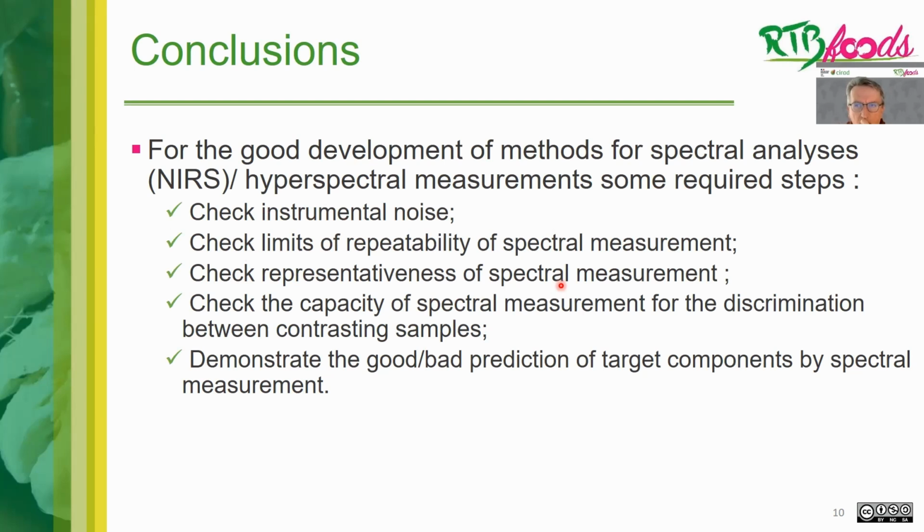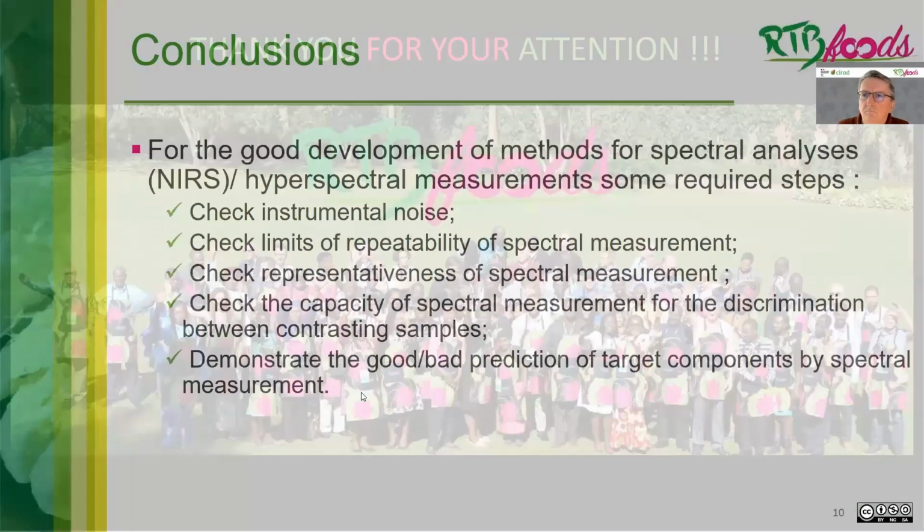To determine this, okay, and then we have also to check the capacity of spectral measurement for the discrimination between contrasting samples. So as I showed you, with hyperspectral we can visualize, and also we can discriminate between two contrasting samples. And in the end, we also have to demonstrate the good or bad prediction of target component by spectral measurement. Okay. Thank you for your attention.